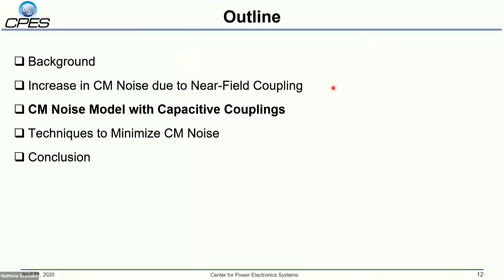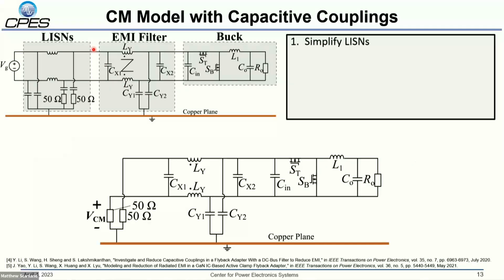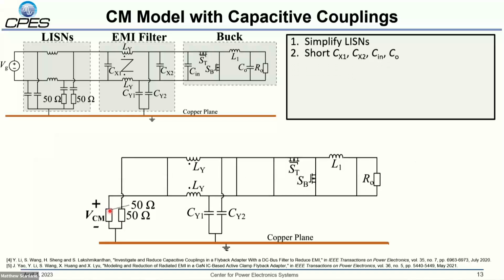Now that we've identified the mechanism of this coupling, we'll derive a common mode noise model, which includes the effect of these capacitive couplings. So we'll start with our ideal circuit model of the conducted noise measurement, again with our LISN, EMI filter, and converter. First thing we'll do is simplify the structure of the LISN to just the 250 ohm noise measurement impedances. Then we'll replace the line-to-line capacitors of the EMI filter and power stage with short circuits because these impedances are very small in the conducted frequency range.